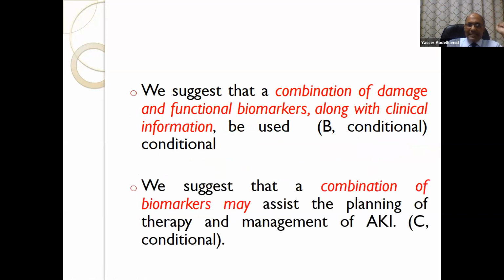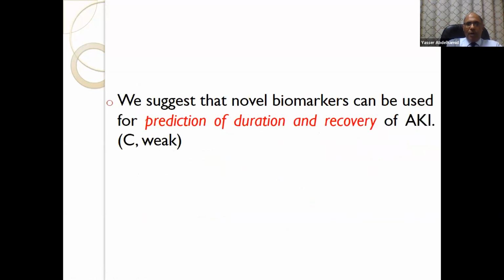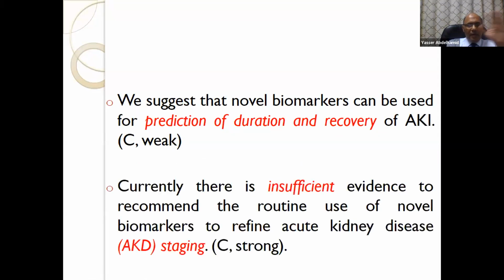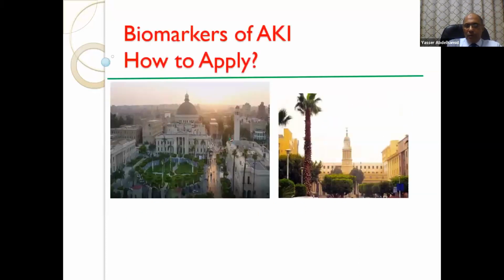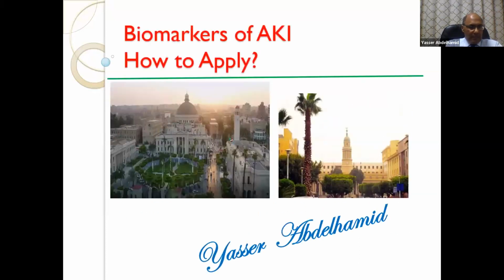A combination of biomarkers may assist in planning of therapy and management of AKI. Novel biomarkers can be used for prediction and suggesting the duration of AKI. Currently, unfortunately, there is insufficient evidence to recommend the routine use of novel biomarkers to refine acute kidney injury staging. Staging still depends on what we know, serum creatinine and urine output. Thank you very much. Hope you got this point. Thank you very much.